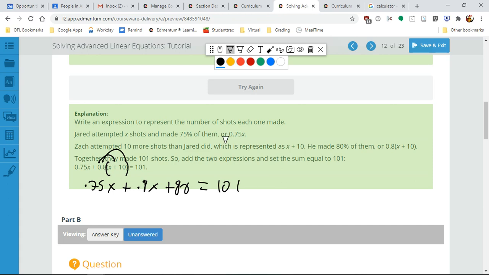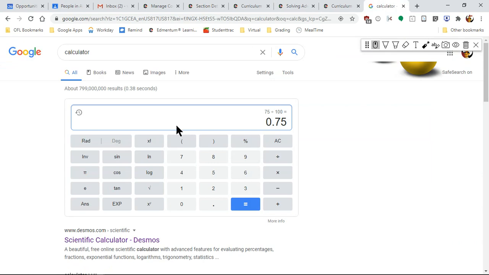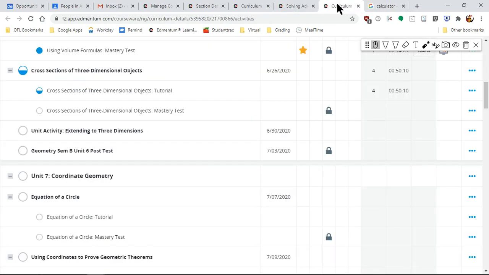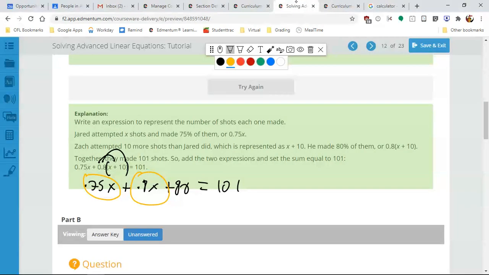So right off the back, we have to take away these 80, or there are several ways to do this. I like taking away all of it right away, but according to Edmentum, they want us to add these up first, and that's fine. So we can grab a calculator if we don't feel comfortable. 0.75 plus 0.8, we get 1.55. So we're going to get 1.55x plus 80 equals 101.